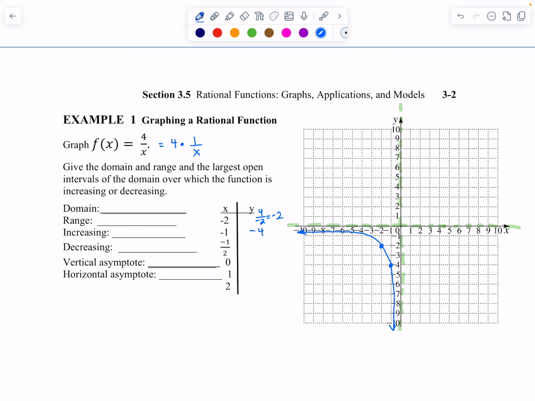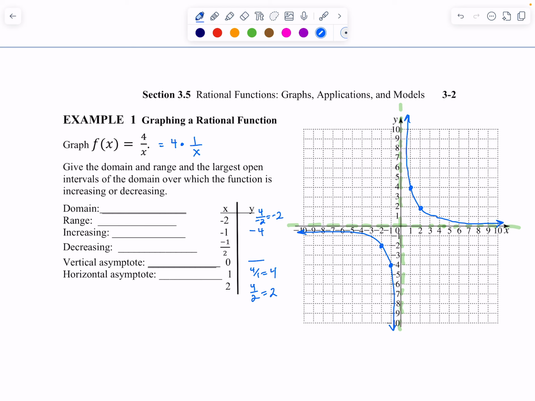Again, I can't do anything at 0 because 4 over 0 is undefined. And then on the other side, 4 over 1, that's just going to give me 4. So I'll have the point (1, 4). And then 4 over 2, I'll have the point (2, 2). So once again, I'm just going to get really close to my asymptote. Over here, really close to my asymptote.